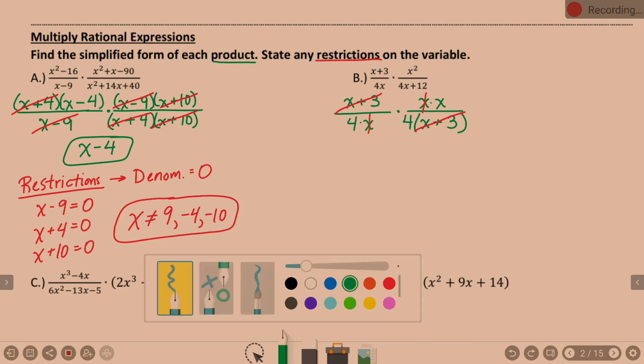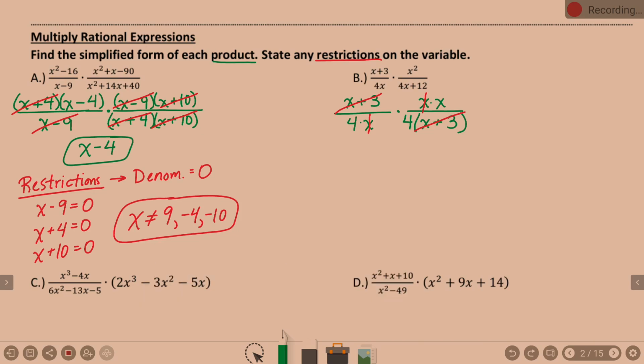On top, just in general, is an x. On bottom, what are my pieces that remain? A 4 from the first fraction and a 4 from the second fraction. So we don't leave it as two separate fractions. No, we're going to put it together as one fraction.